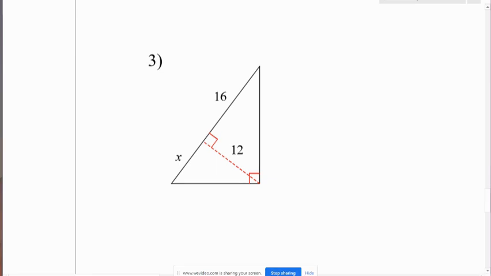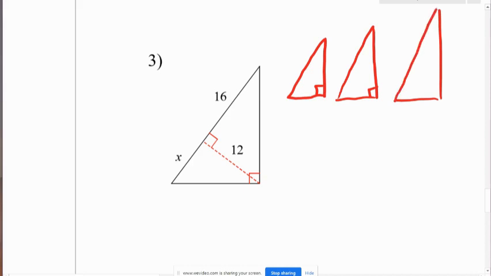Okay, so for this one, again, I'm going to draw our 3 triangles. So we have 1, 2, 3: small, medium, large. I'm going to call this one down here our small one. In the small one, we have our short leg is X and the long leg is 12. In the medium size triangle, that's this one up here, the short leg is 12 and the long leg is 16.